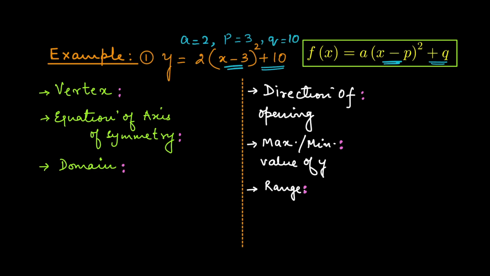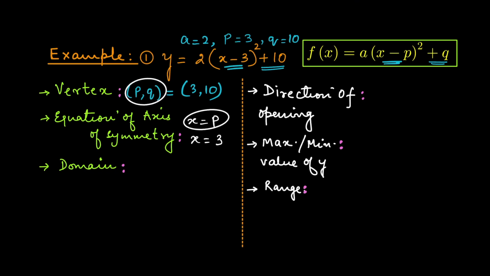Now we know that the vertex, the formula tells us, is (P, Q). So from this we can write the vertex coordinates: it is (3, 10). So this will be the vertex. Next we see the equation of the axis of symmetry. The formula is x equals P, and since the P value is 3 here, we write x equals 3. These are the formulas which we have already discussed.